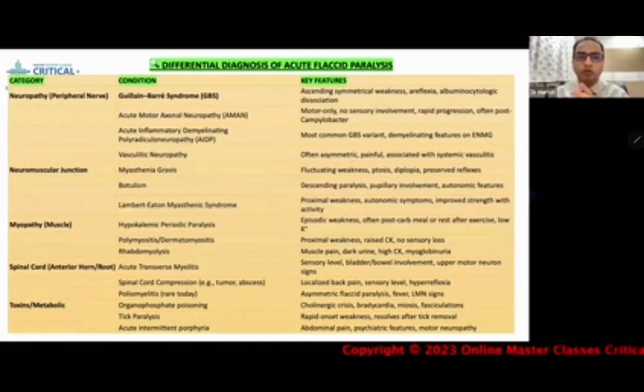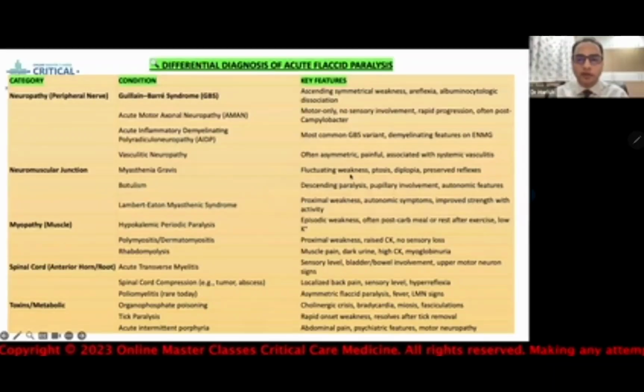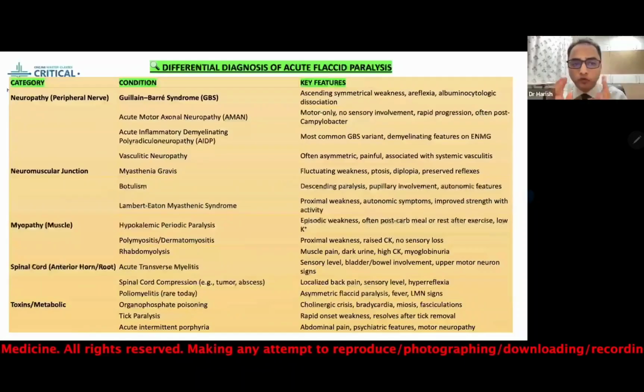So you might get a question: how are you going to differentiate between GB syndrome and myasthenia gravis? If you see in myasthenia, it is a fluctuating weakness with ptosis and diplopia, and reflexes are going to be preserved. Okay, so you should have that idea.